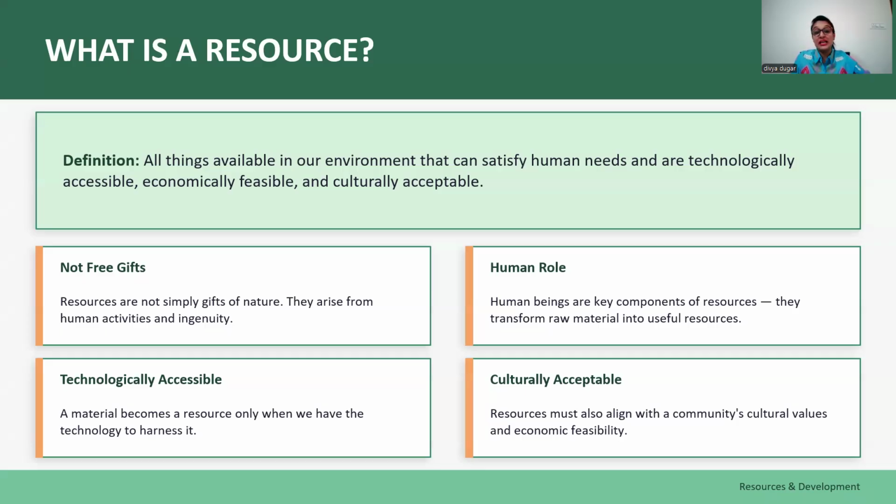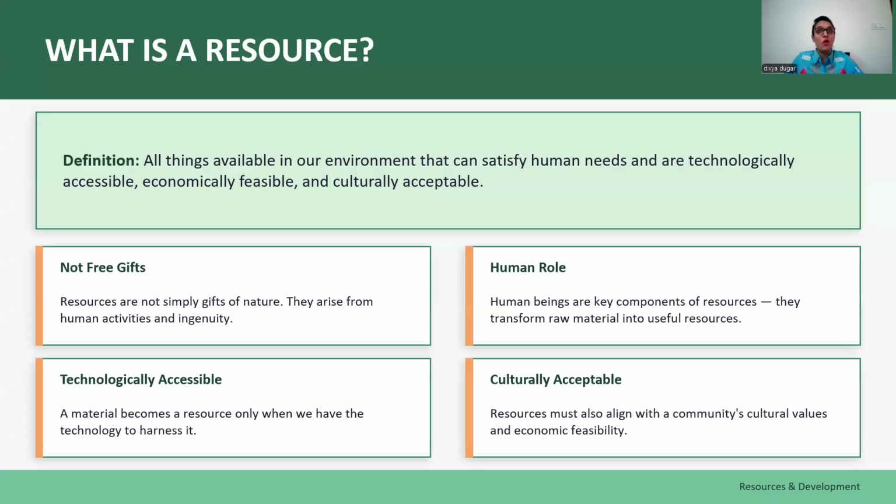Now the third term is culturally acceptable. Culturally acceptable means the society in which we live should accept it. Gold has a value, and our society has given value to it. Gold is used for making jewelry. So something which adds value to the society is called culturally acceptable. When all these three things, technologically accessible, economically feasible, and culturally acceptable, are added, that is when anything becomes a resource. I hope you all are clear with the definition.